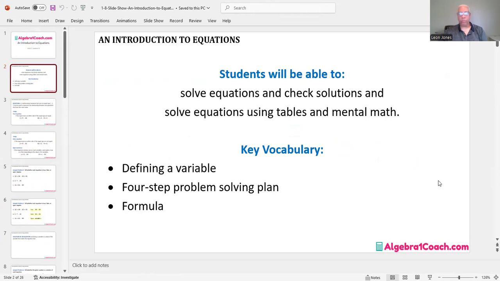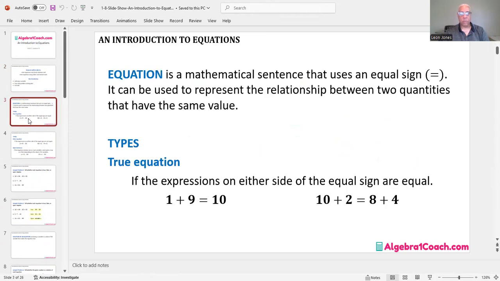We're going to define a variable. I have a 4-step problem solving plan, and then we're going to utilize the formula. Now we need to know what an equation is. Basically, an equation is a mathematical sentence that uses an equal sign. It can be used to represent the relationship between two quantities that have the same value.